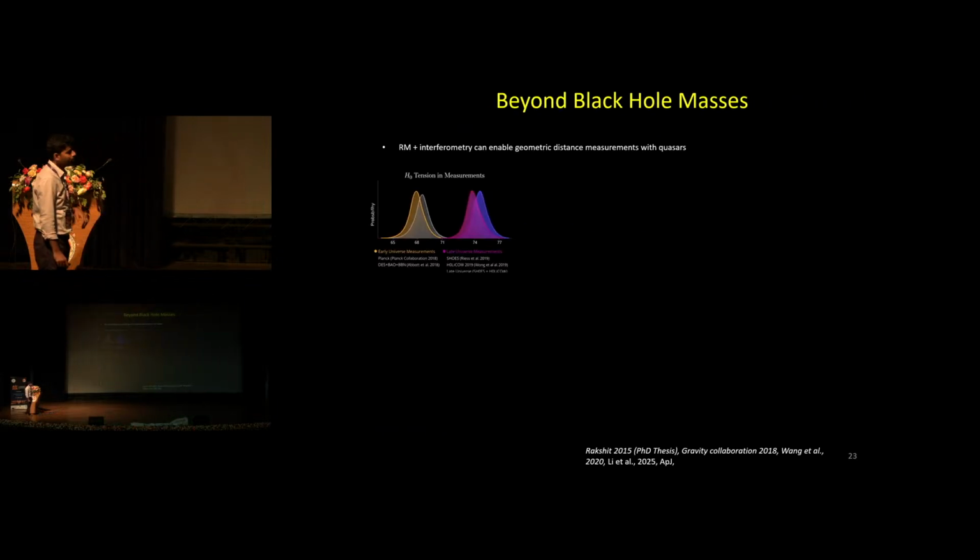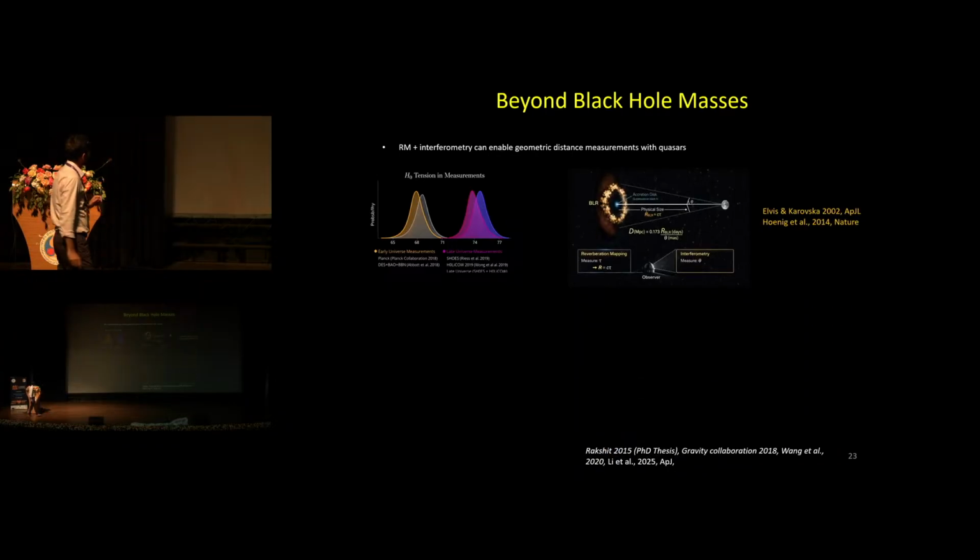So beyond black hole masses, what would be the future directions and what we are doing now? We saw that reverberation mapping measured the linear size, interferometry measured the angular size. So if you can combine these two techniques using a simple parallax method, which is known as the quasar parallax, you can measure the distance of these quasars, and then you can measure the H0, and you can probably address the Hubble tension.